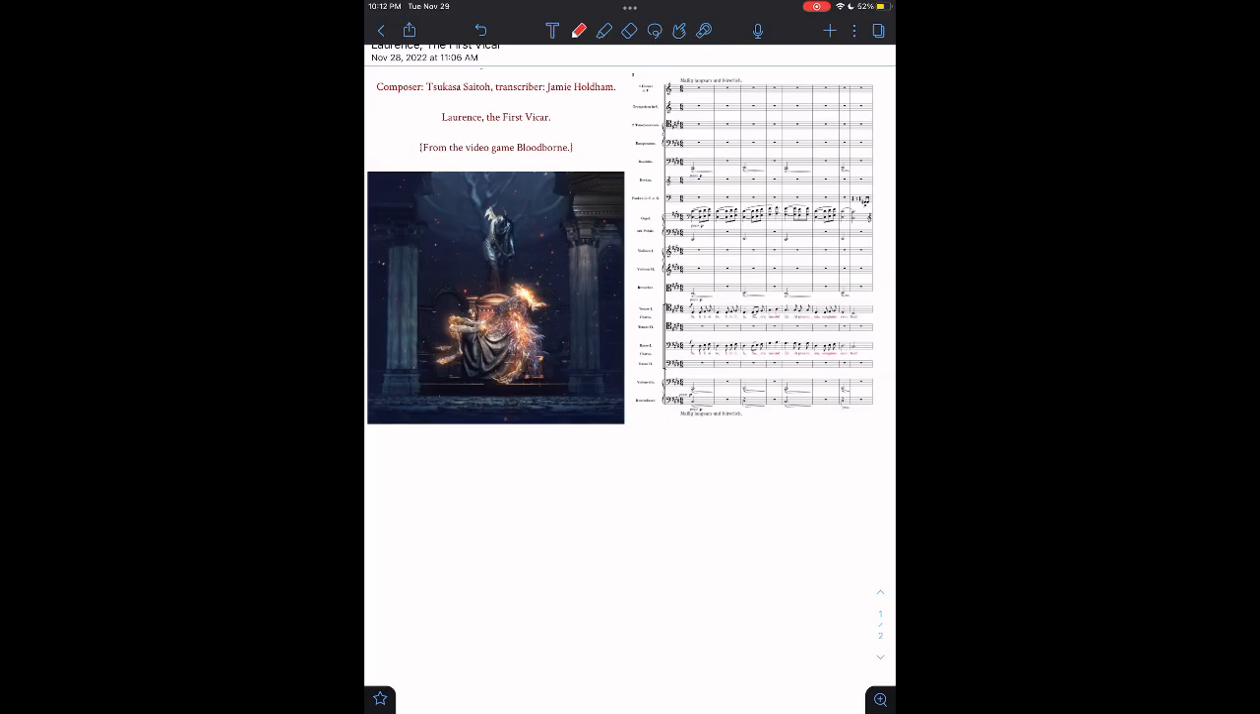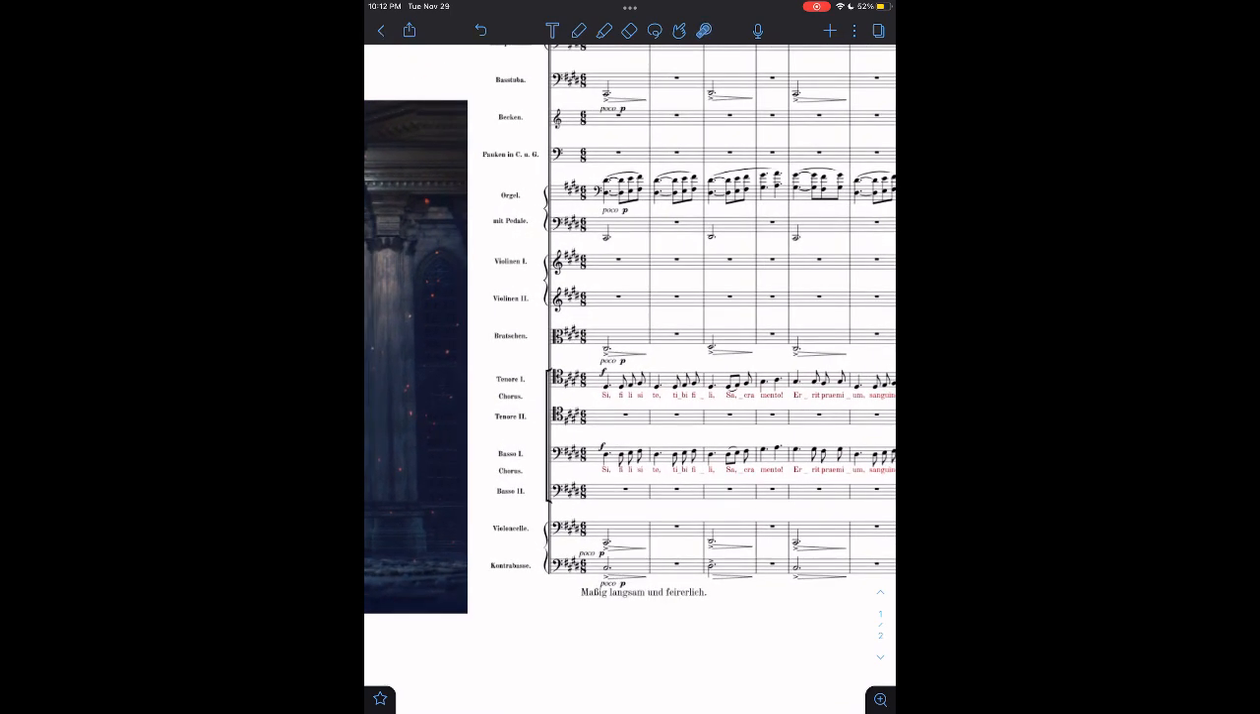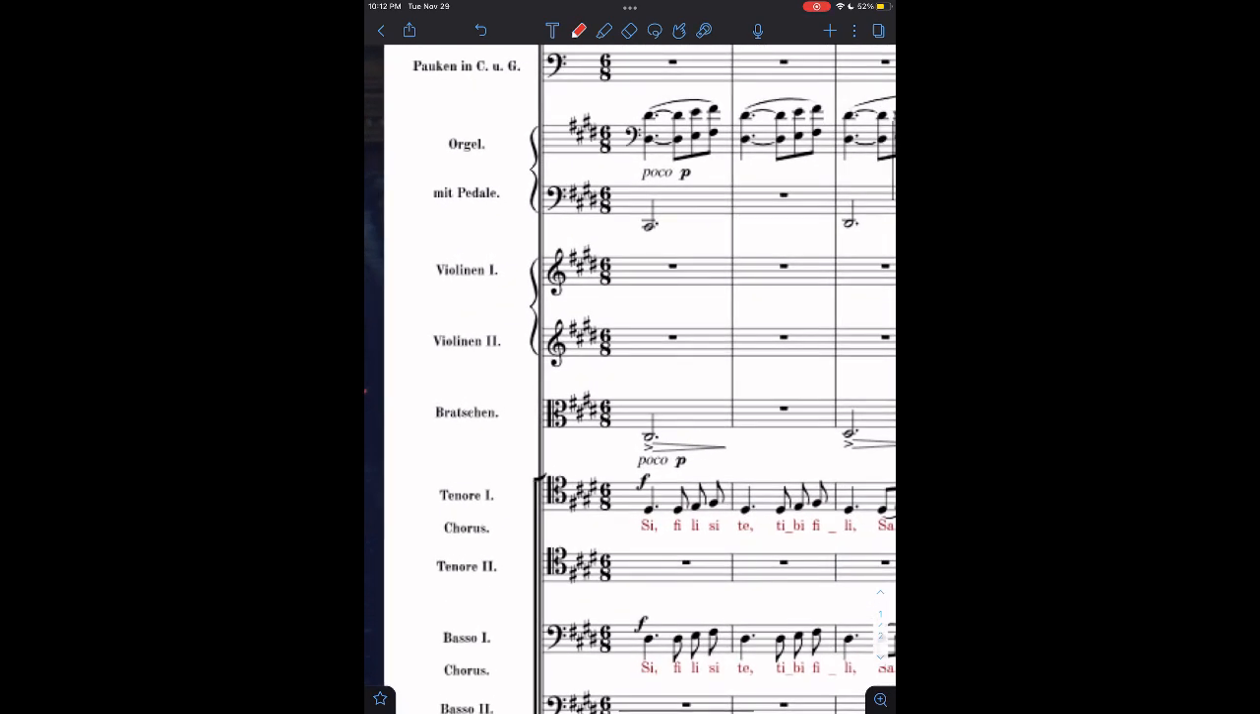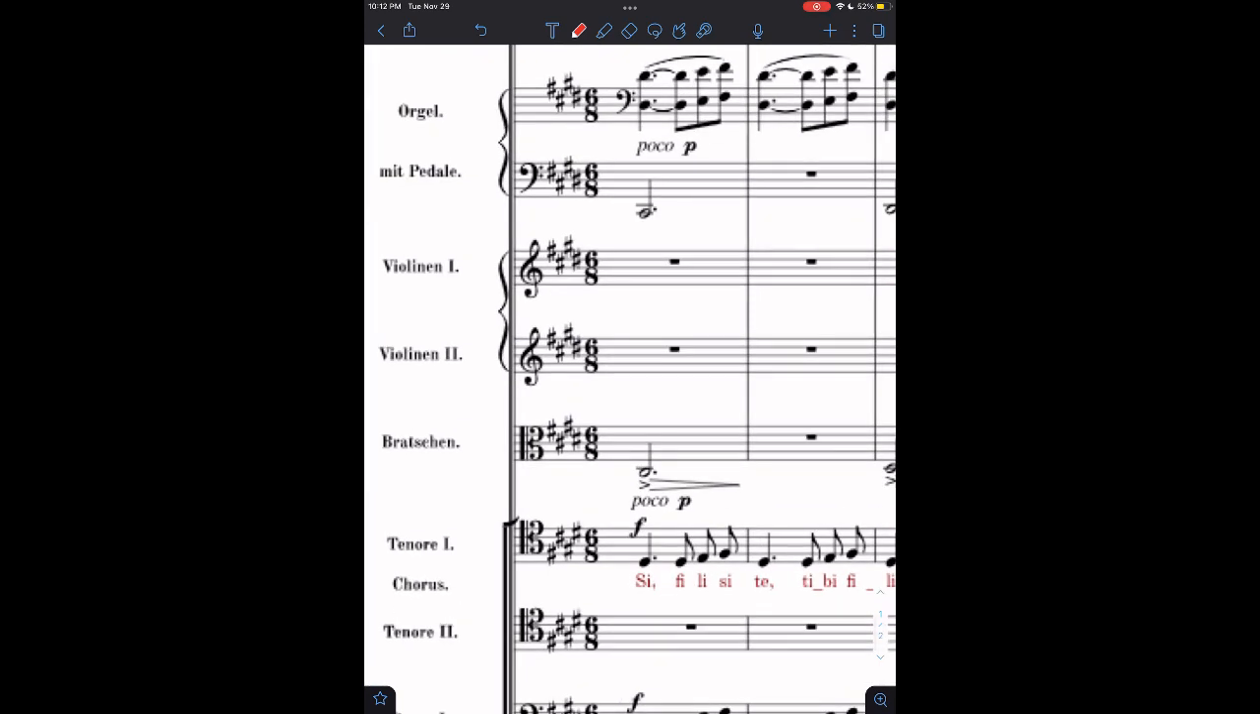Alrighty, well right now we're looking at Lawrence the First Vicar in the score. So first thing I want to check out is right over here, and that's going to be our Violin 1 and Violin 2 time signature and key signature. So let's look at the key signature first. Right away, I'm seeing that we're going to have an F sharp, a C sharp, a G sharp, and also a D sharp. What's this going to mean? We are going to be in C sharp minor.